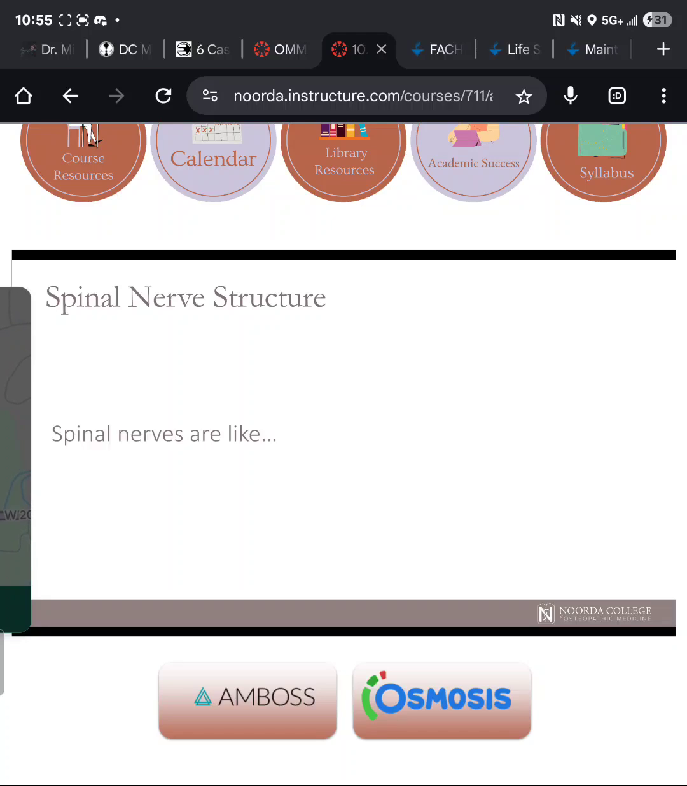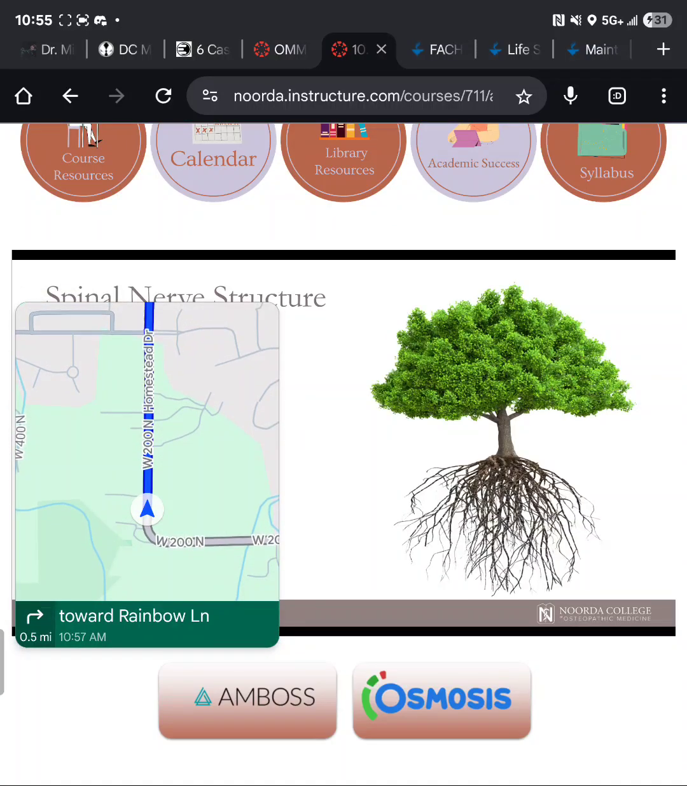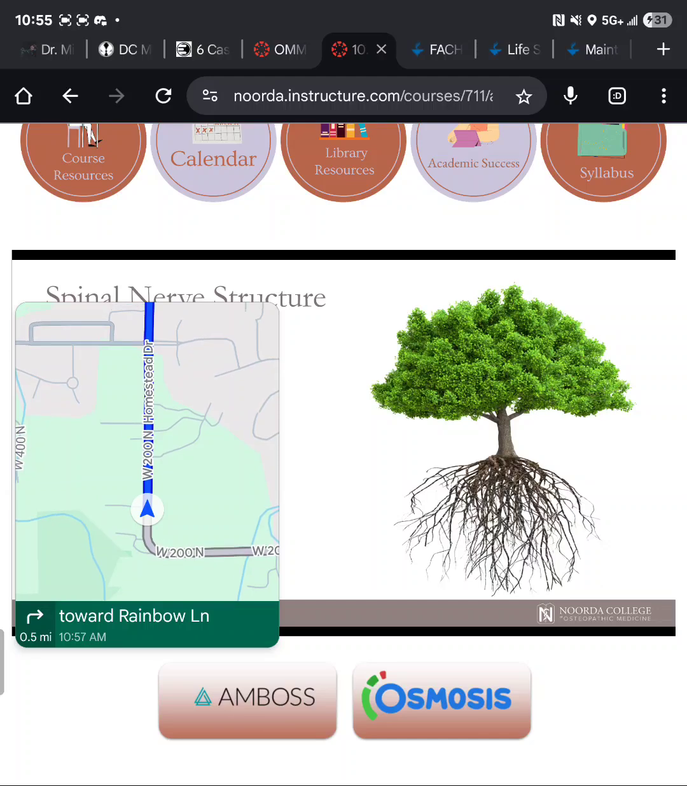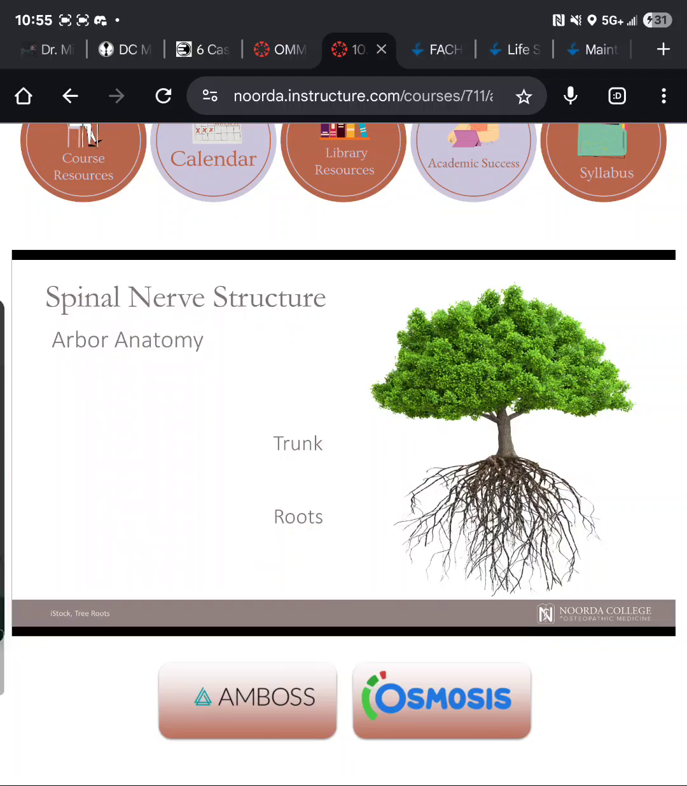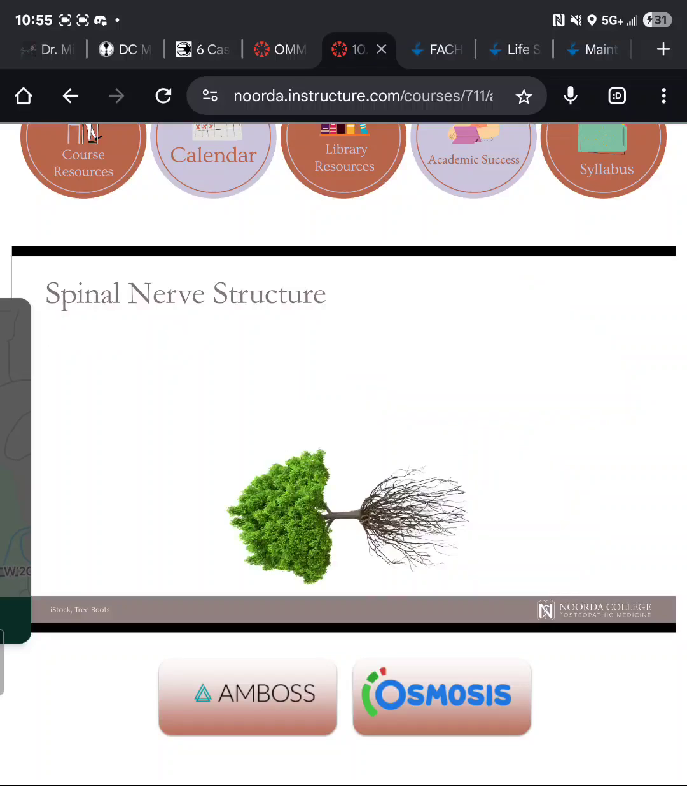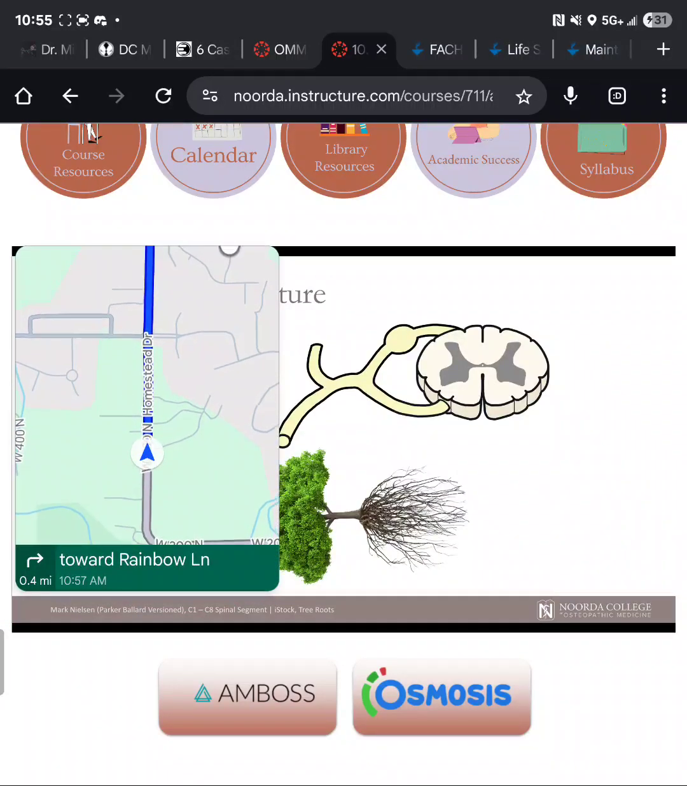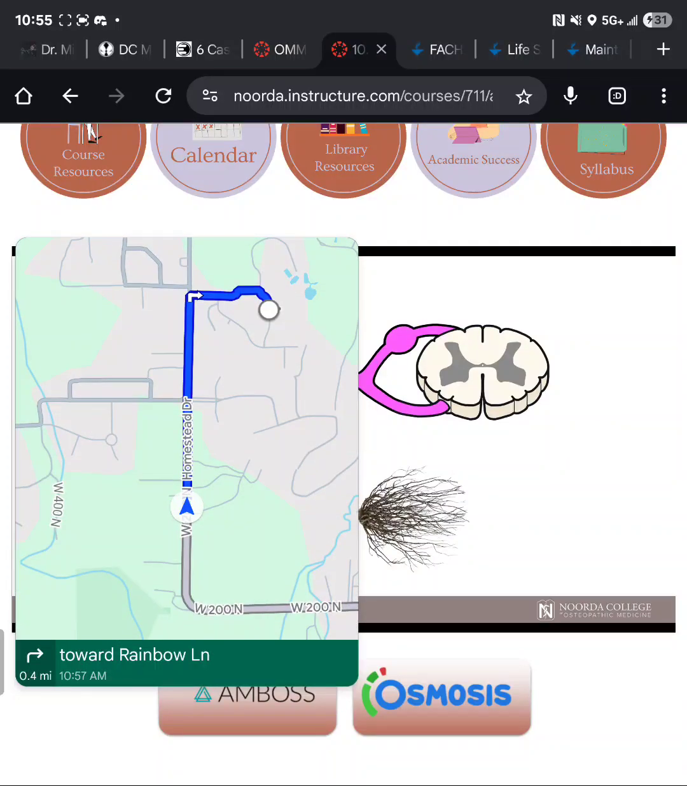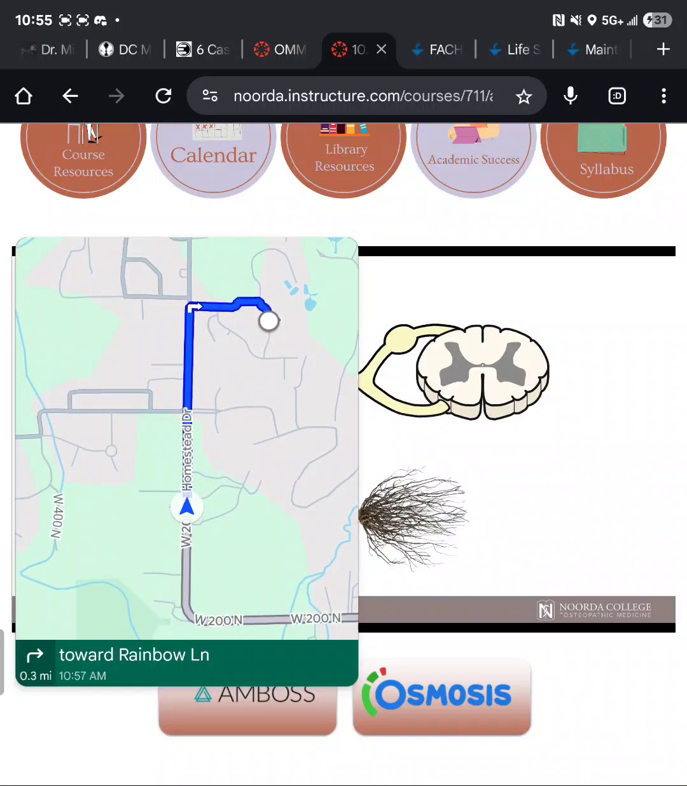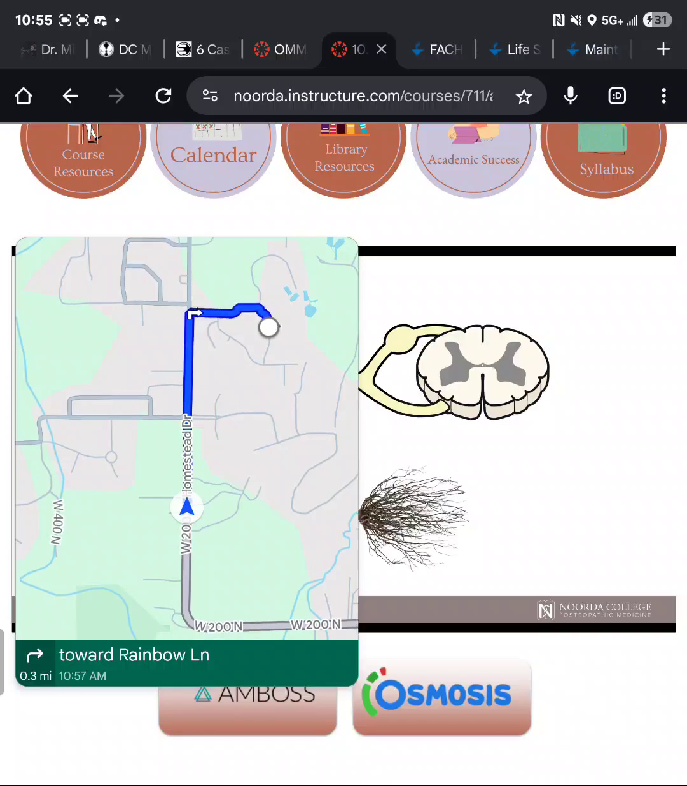And what we're going to learn is that spinal nerves are like trees. So let's do some arbor anatomy. If we look at this picture of a tree here, we see that there are roots, and then there's a trunk, and then there's all these different branches going everywhere. So now we're going to flip that tree over and we're going to add a spinal cord segment with its spinal nerve. And just like the tree anatomy, we see that the spinal nerve has roots, then a spinal nerve trunk, and then branches. But instead of calling them branches, we're going to call them rami, which just means branches.